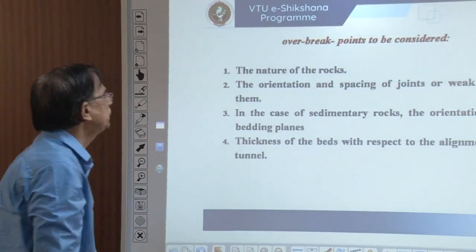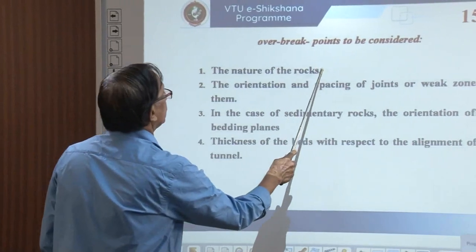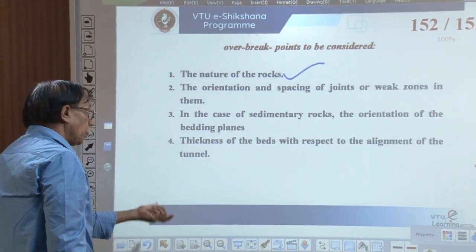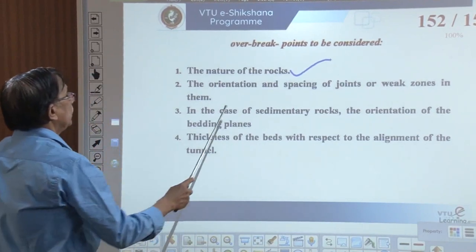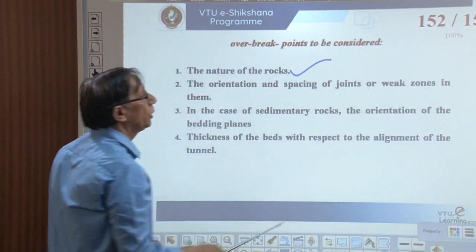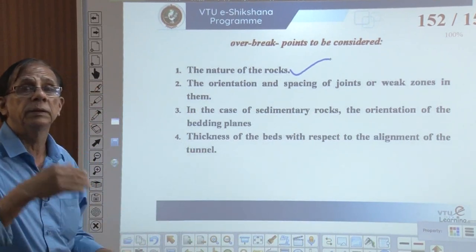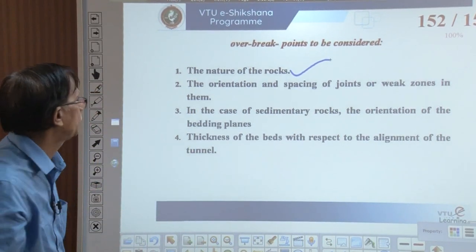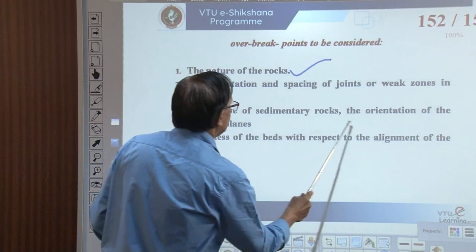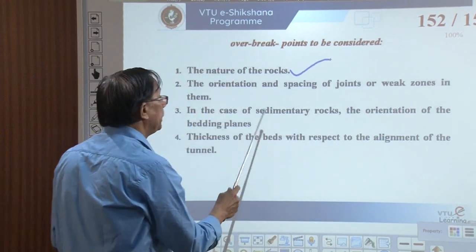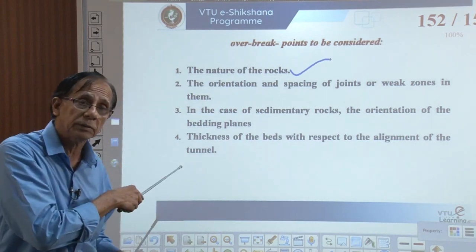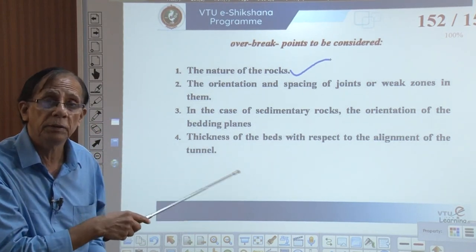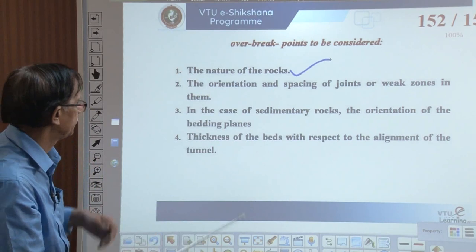Overbreak points to be considered. What is the nature of the rock in the overbreak part, in addition to exactly the tunnel alignment? Orientation, spacing of joints in the overbreak part is an additional problem I have to handle. In case of sedimentary rock, the orientation of the bedding plane is another important factor we have already discussed, especially when it intersects the unconformity.